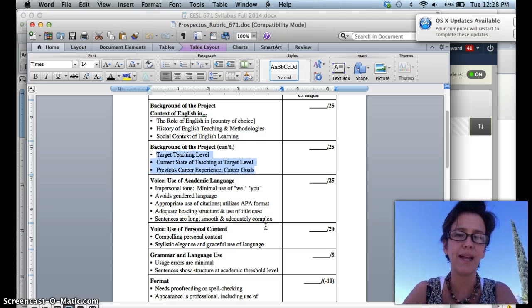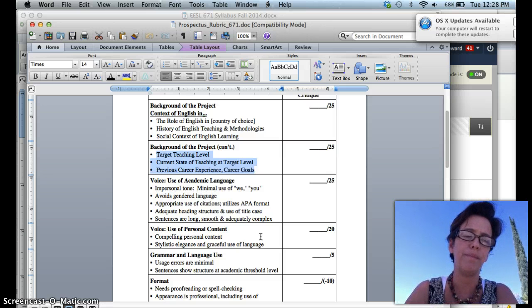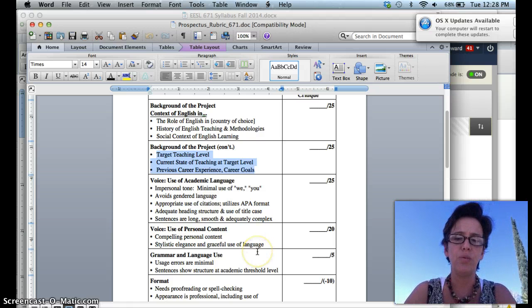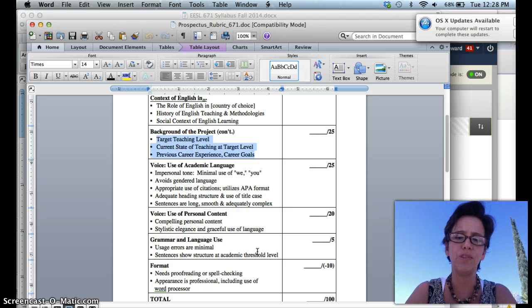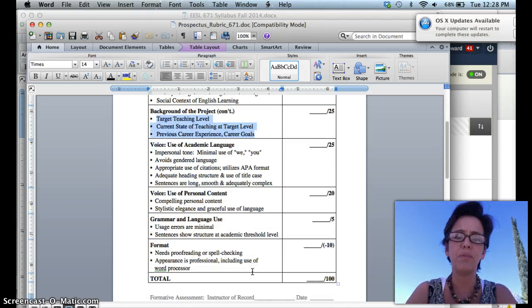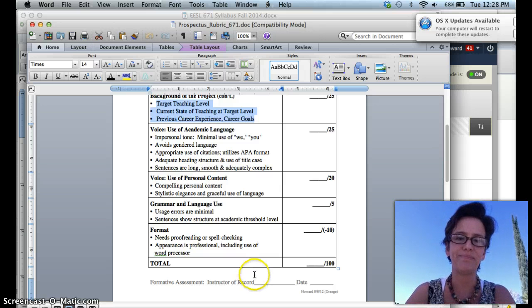We want the style to be academic. We want you to use proper citation format and also the format that we indicated for you to use for the prospectus. You'll have personal content in that second section where you talk about your goals for your career and you talk about what you have experienced in the past that's relevant. We have 5 points for grammar and language use, and we subtract points if it's not spell checked or if it needs more proofreading. Okay, so the total is 100 points for the assignment.